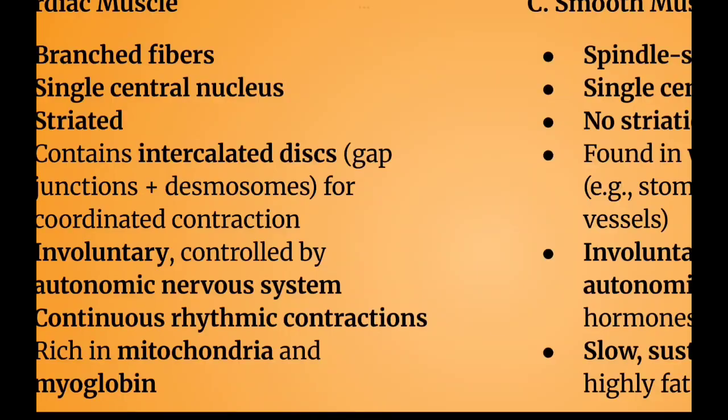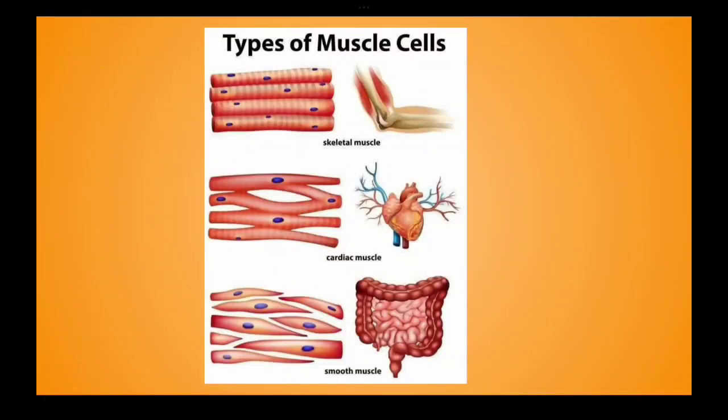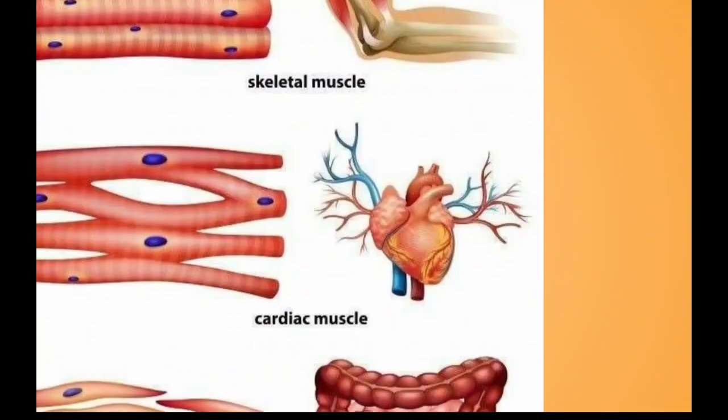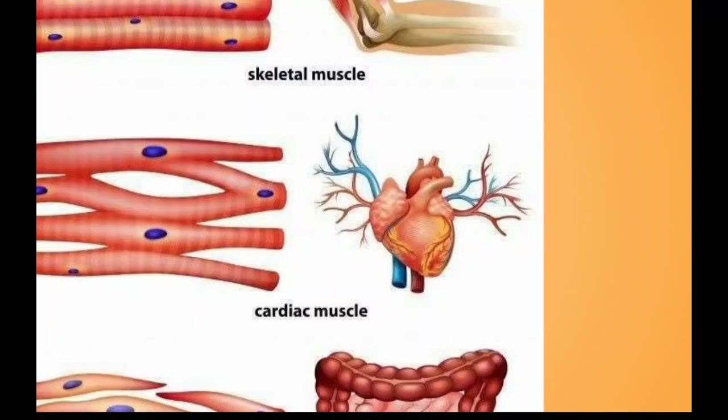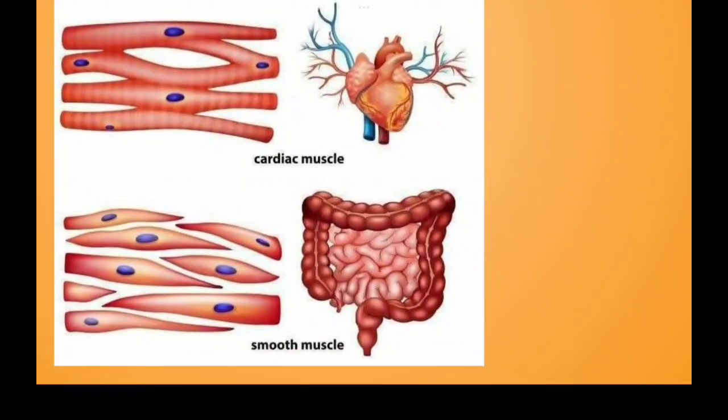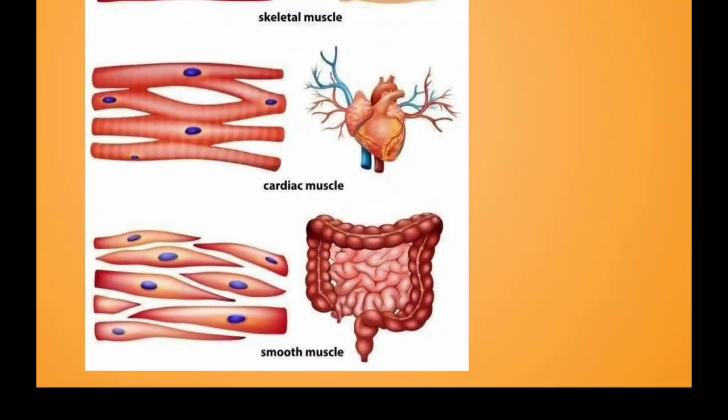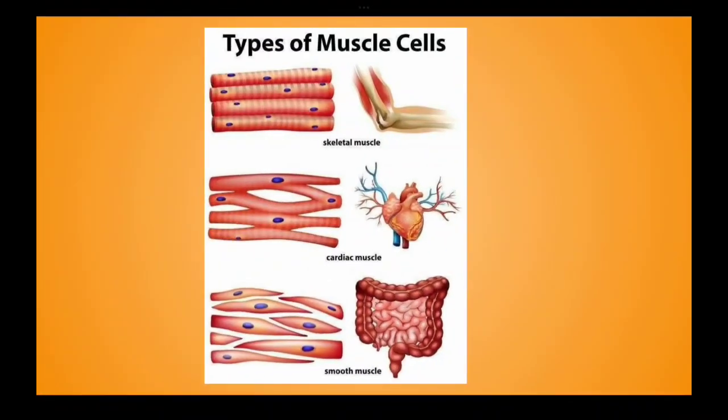So as I told, these are attached to the bones. This is present in heart walls, and the smooth muscles are present in the hollow organs or the intestine. So that covers the types of muscle cells.